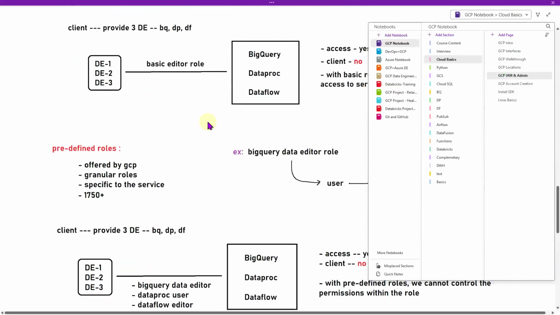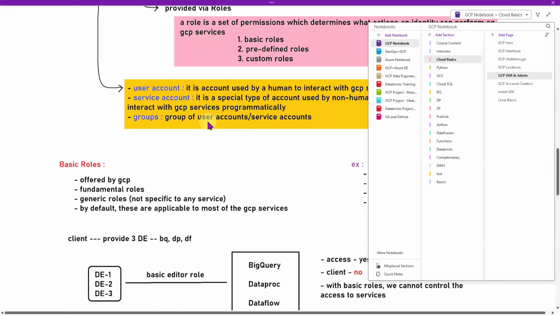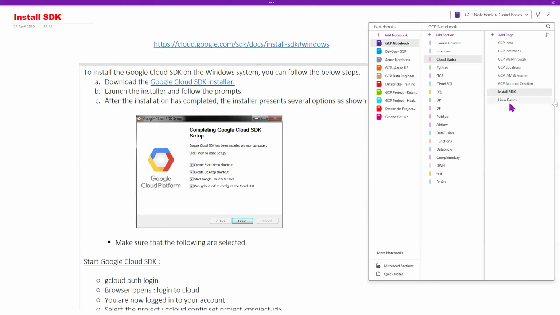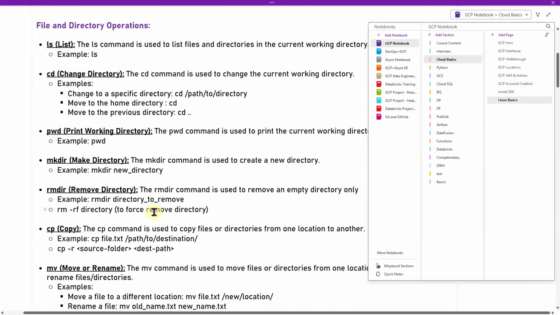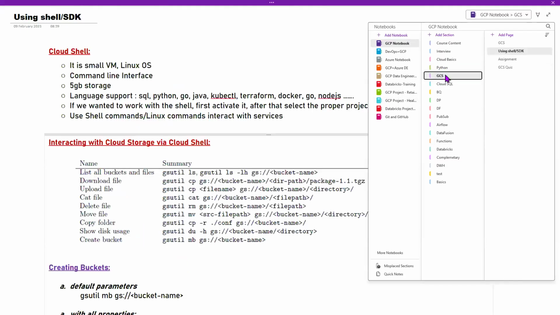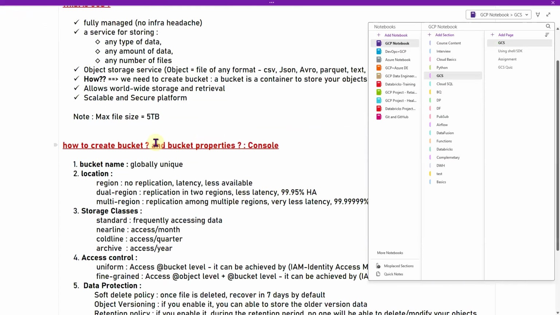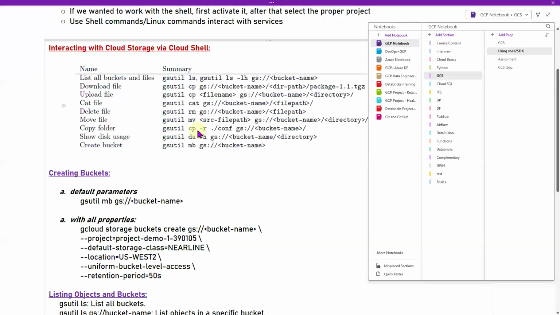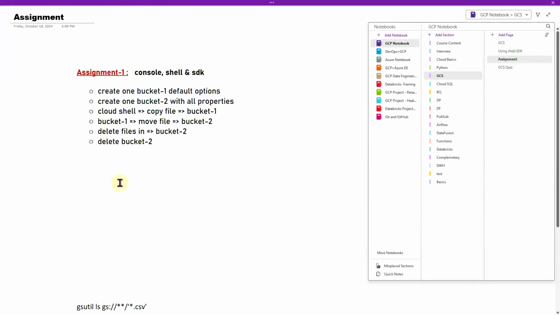GCP IAM and admin: what is IAM, basic roles, predefined roles, custom roles, account creation, installing the SDK, Linux basics. The basic Linux commands are here. And Python, so we are going to have Python sessions, chapter 1, chapter 2, chapter 3, chapter 4. Data types, data structures, if elif, for loops, exception handling, file input output operation. And GCS: what is Google Cloud Storage, how to create a bucket, Cloud Shell, interacting with Google Cloud Storage via commands, and assignment also.